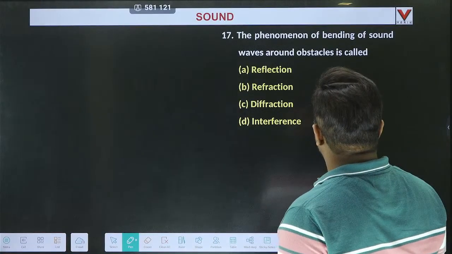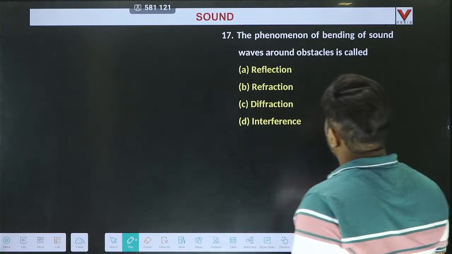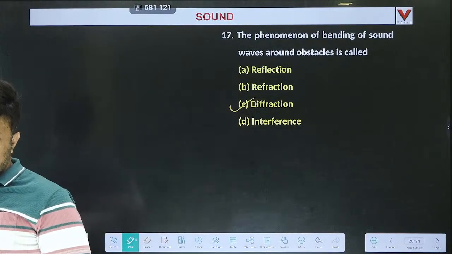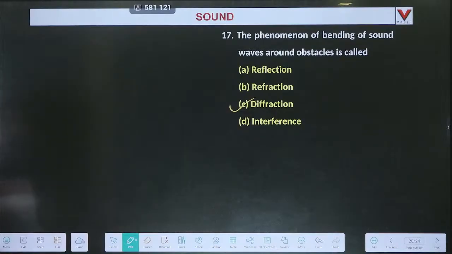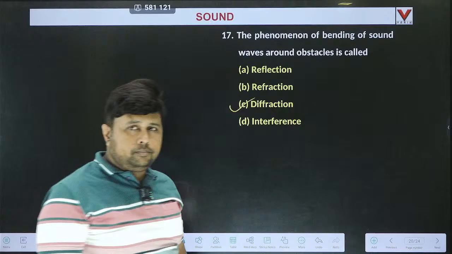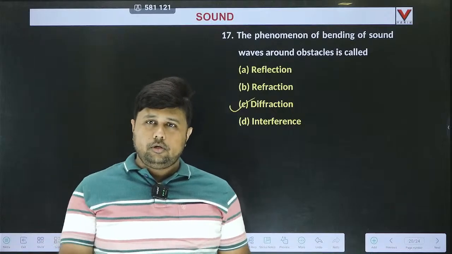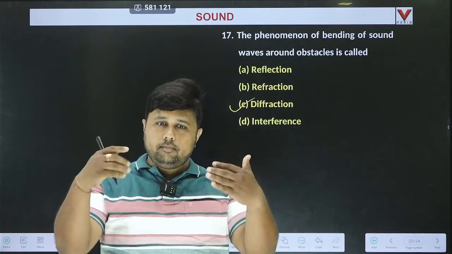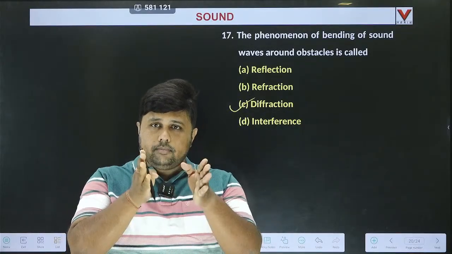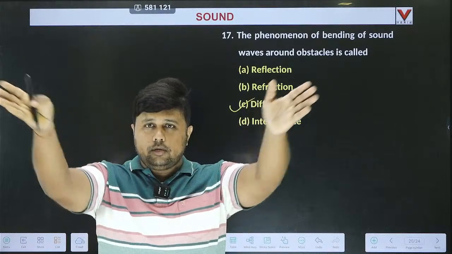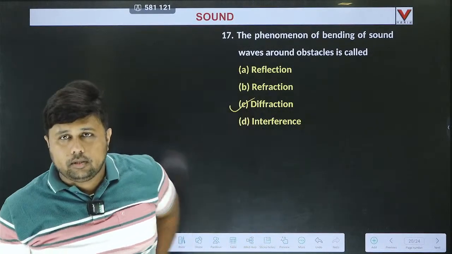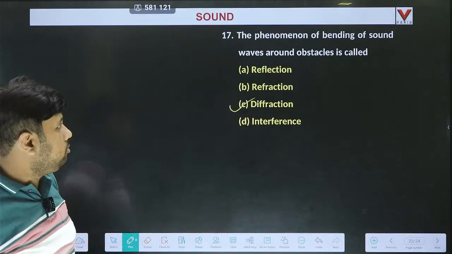The phenomenon of bending of sound waves around an obstacle we have seen is called what? Diffraction. Okay, it is called diffraction of sound. In a conference hall or auditorium, in front of the stage you will find there is an obstacle, a small pillar. Why? Because whatever I am saying will strike there and get diffracted to the corners. The audience sitting in the corners can also hear your sound properly.